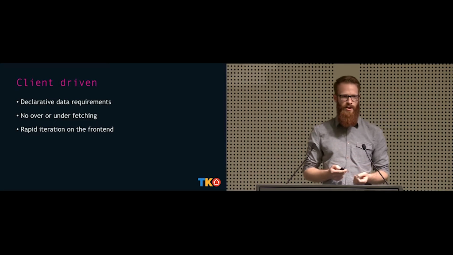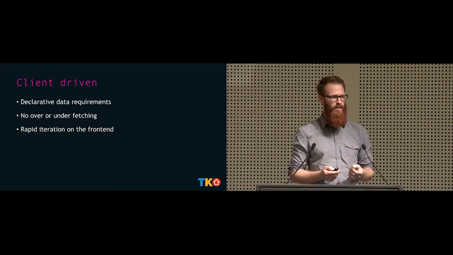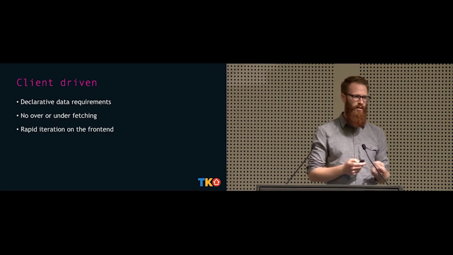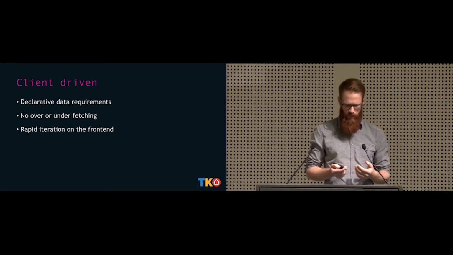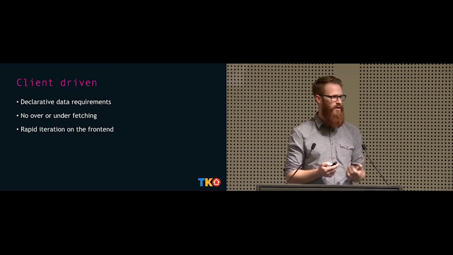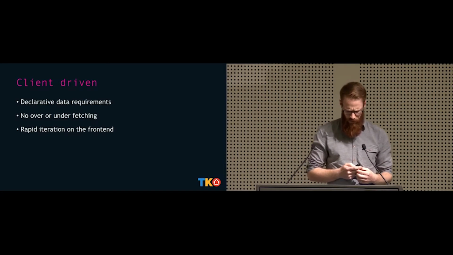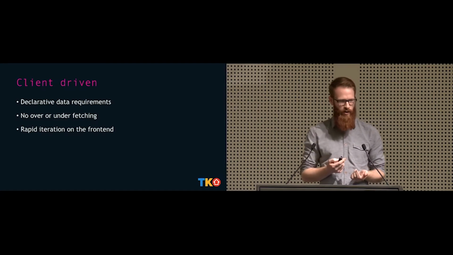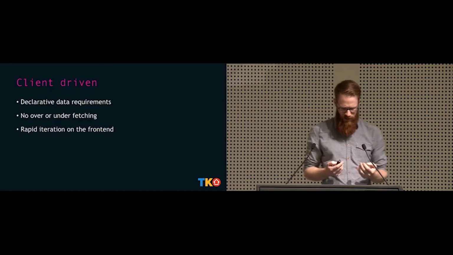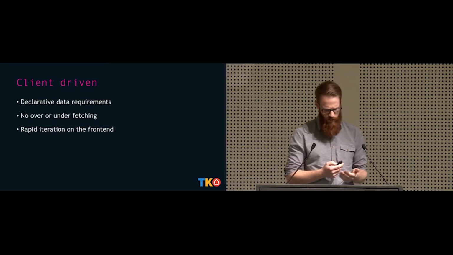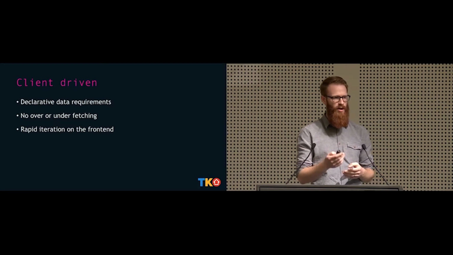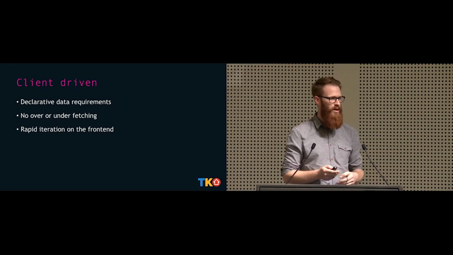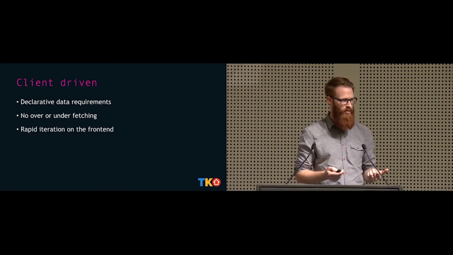There's no over or under fetching, so only the fields that the client asks for is what it gets returned. And this is particularly impactful for mobile devices which have data constraints. It allows for really rapid iteration on the front end. So the client doesn't need to wait for changes for the back end. If they need an extra point of data in their view, they can just request it in the query and get it straight away.